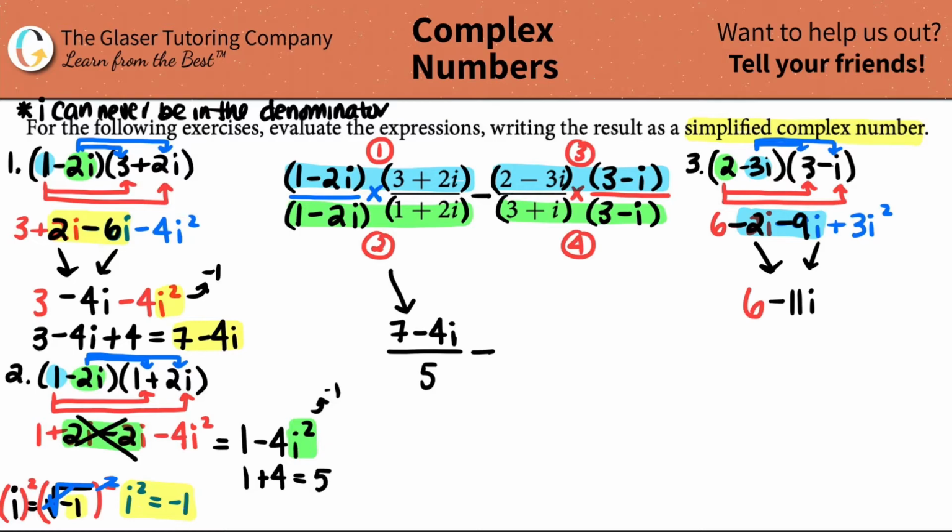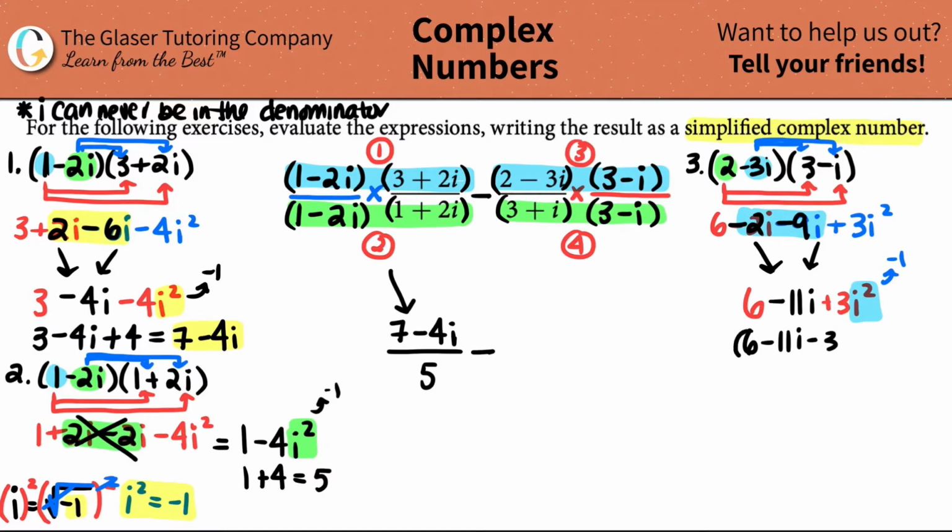So this would be 6 minus 11i plus 3i squared. Get rid of that i squared, right? i squared is just negative 1. So this would be 6 minus 11i plus 3 times a negative 1. 3 times a negative 1 is a negative 3. So I can just put a negative here and get rid of this.